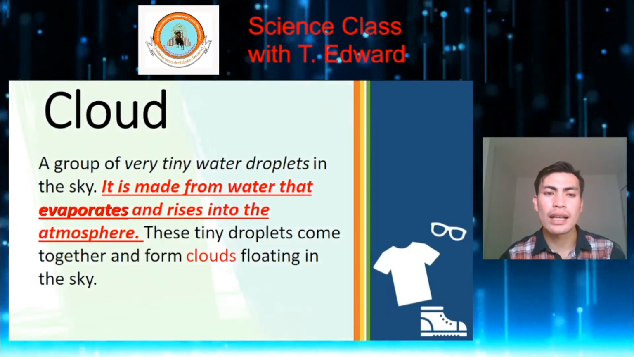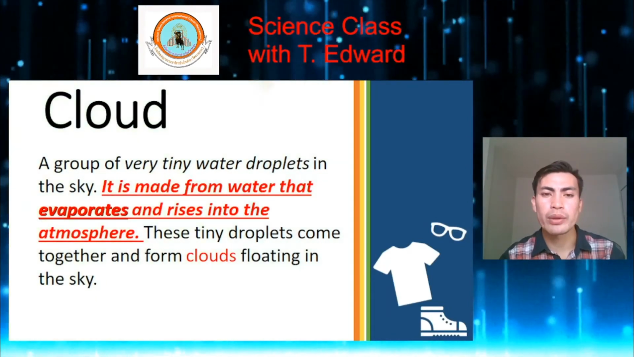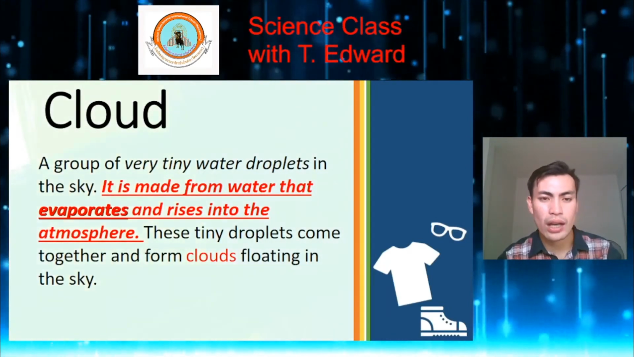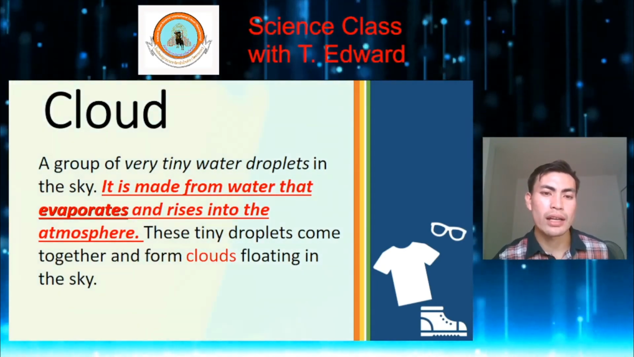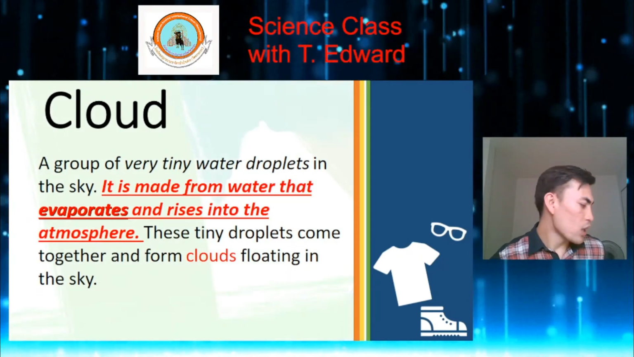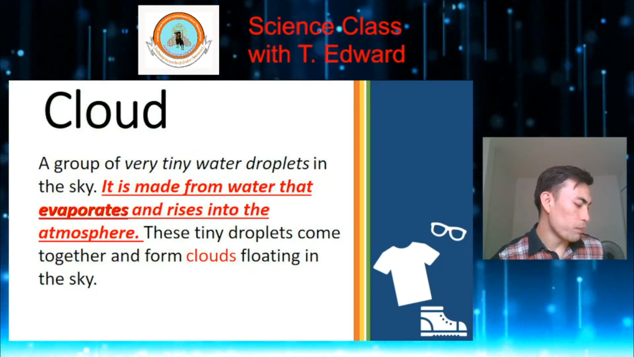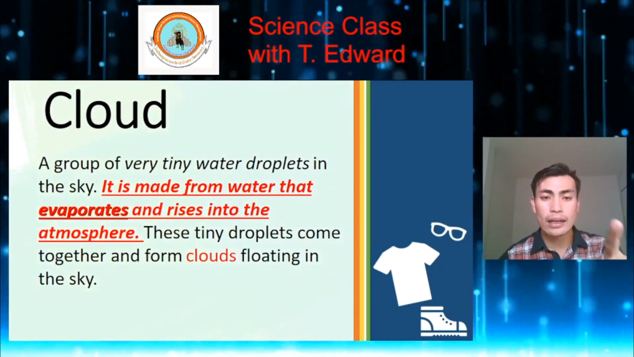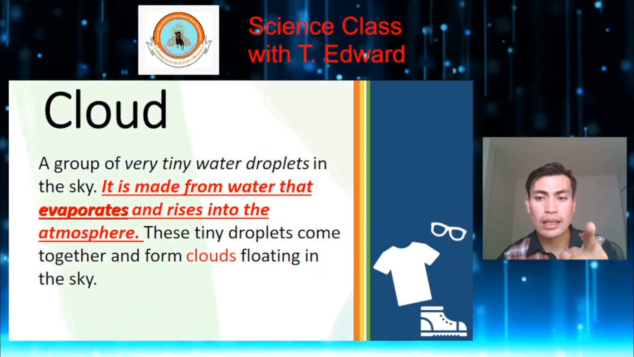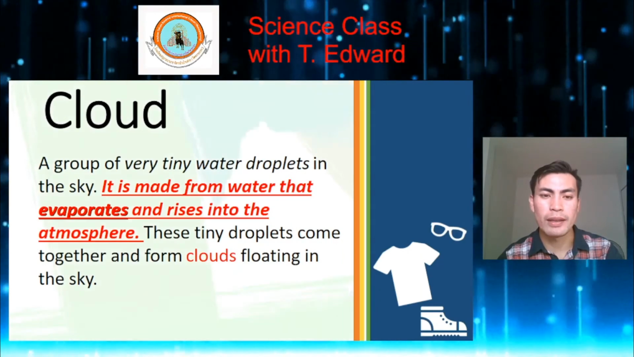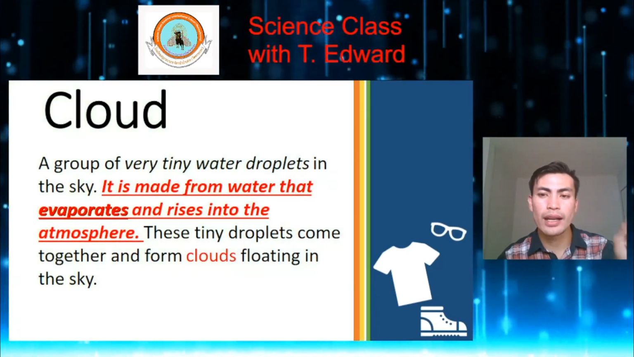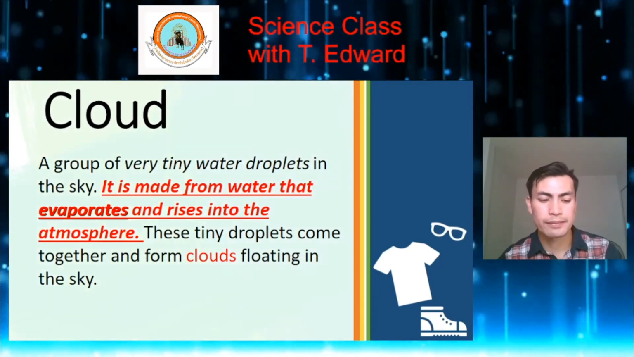So what is a cloud? A cloud is a group of very tiny water droplets in the sky. It is made from water that evaporates and rises into the atmosphere. So I want you to open your book to page 205 and underline the sentence that I also underlined in the PowerPoint. Underline, or you can use a highlighter.